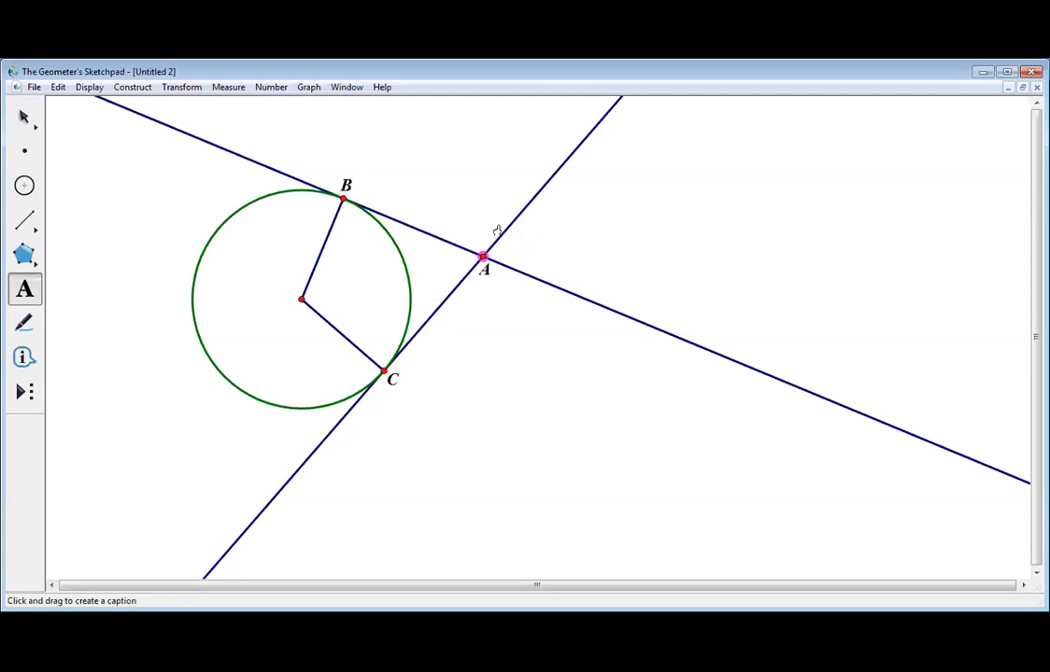What did I call that point? Did I call this? Sorry. Here is the point of intersection, the exterior point of intersection, right? And here are our points of tangency, B and C. Here's the center of the circle. Let's call this circle B.